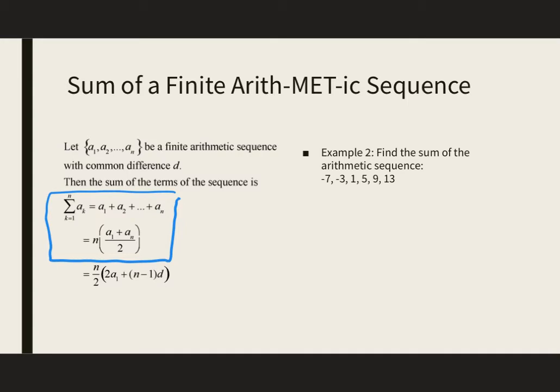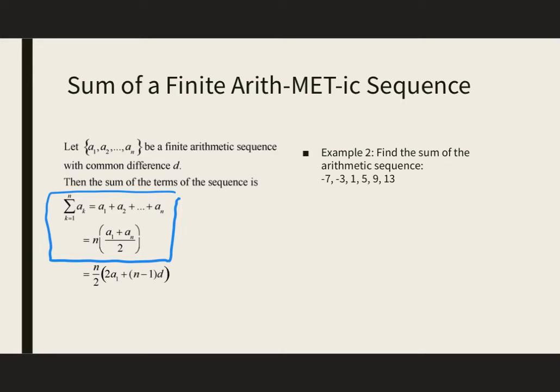So let's apply that to a fairly basic sequence so we understand what's actually going on here. We have these 6 terms listed for us in example 2, and we're going to find the sum of the arithmetic sequence. We could just add up these 6 terms, pretty simple. But if we have more terms, maybe like 50 or 80, then it's really helpful to have the formula.